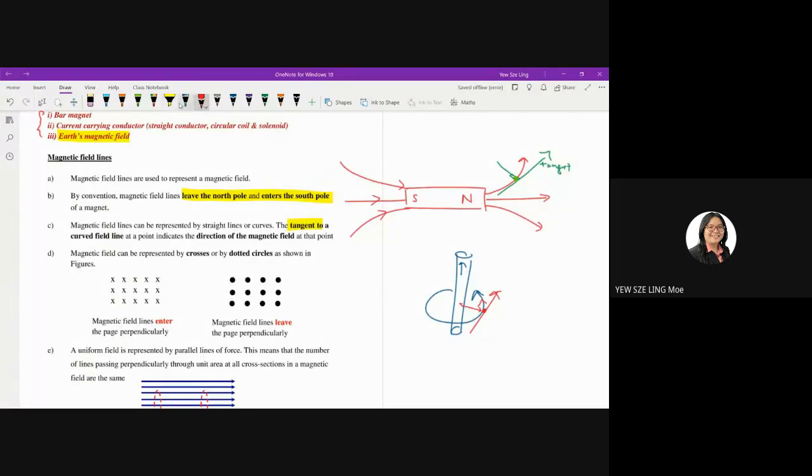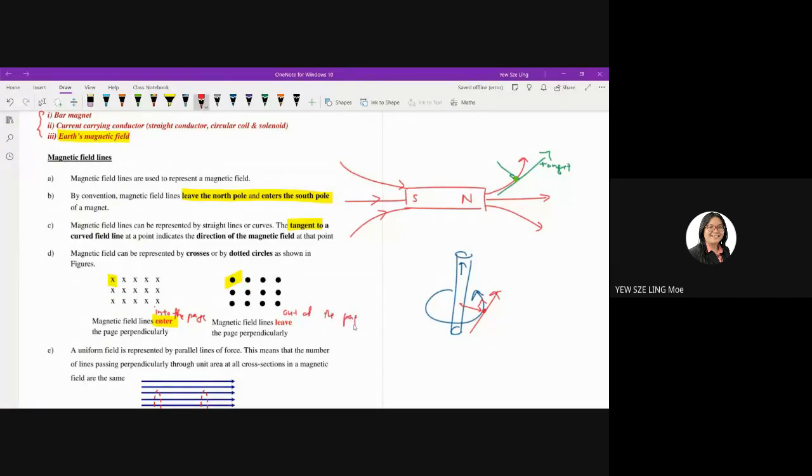So if you are using a cross, okay, a cross or an X, then it represents entering, going into the page. Another term that we always use in our questions is into the page. And then if you have a dot, okay, you are drawing a black dot, then this is leaving the page, or we say out of the page.